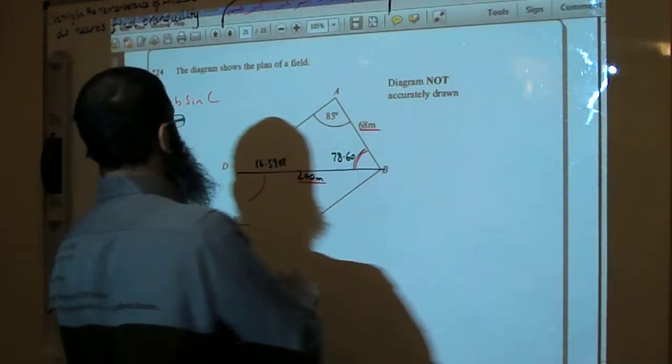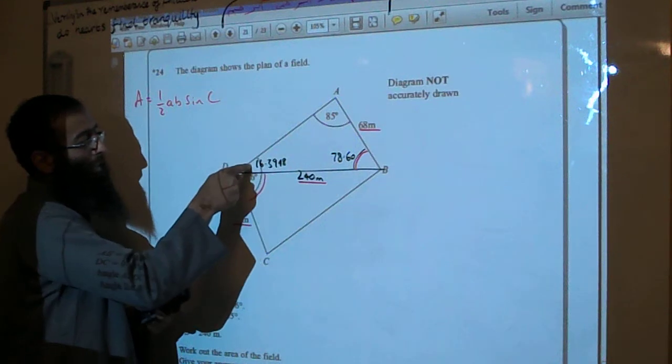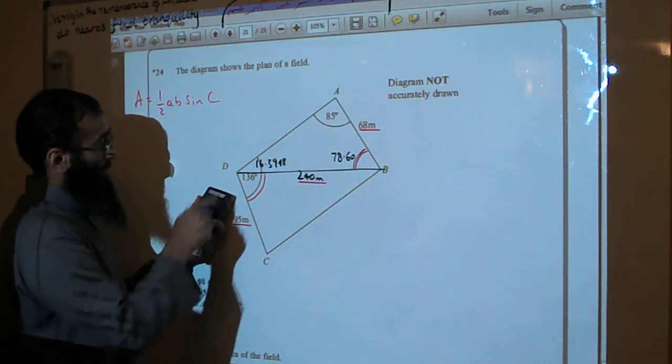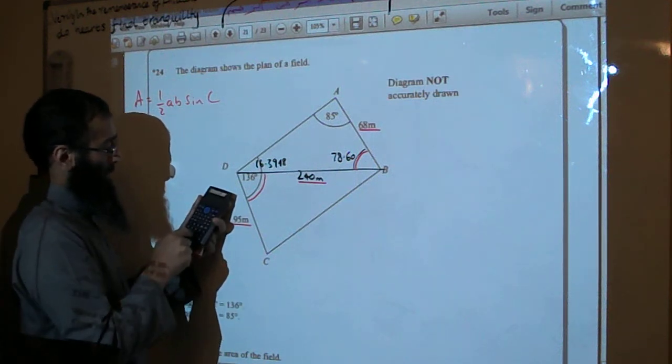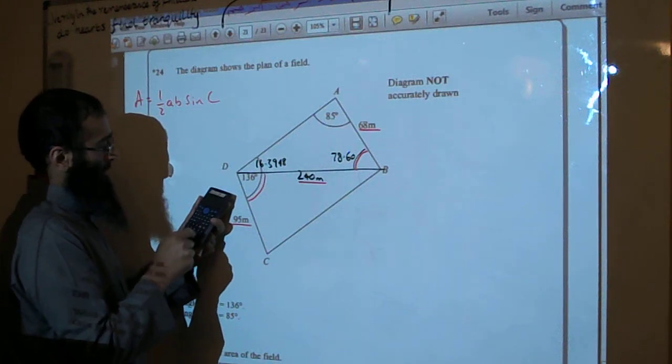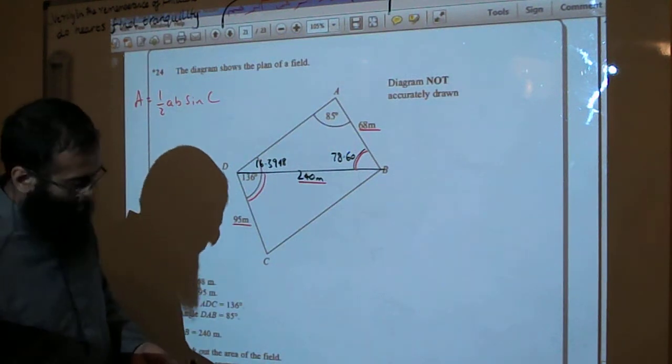Okay, so we need to get this angle here: 136 minus the angle we worked out earlier. So we have 136 minus 16.3948 equals 119.6052.